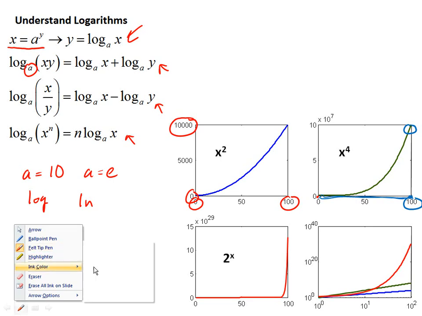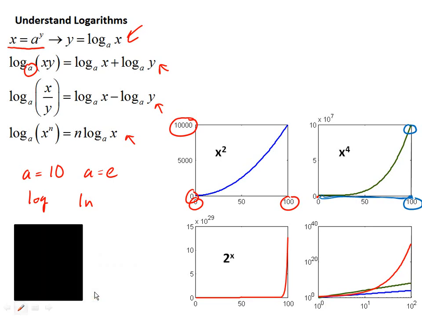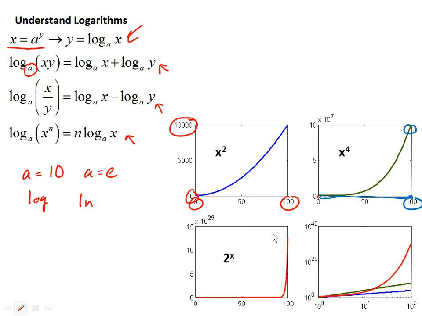This gets even worse, essentially, if you want to plot something like 2 to the x, which raises to a power of 15 times 10 to the 29th when x is equal to 100. And so these things are not at all comparable if you want to see them on the same graph.